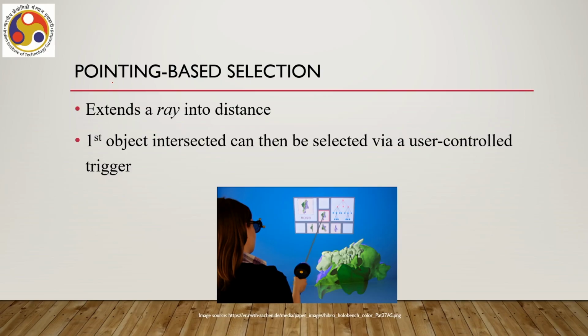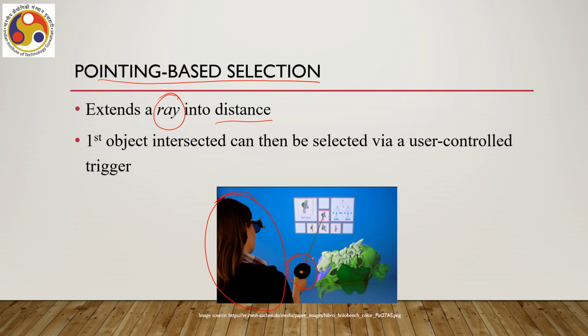Next is pointing based selection. So far we have discussed selection with the hand. Now, let us move our attention to the second category of selection techniques, that is pointing based selection. In the case of pointing based selection, what happens is that the user extends a ray into the distance in the virtual world as shown here. This is the user, through operation of a controller in the virtual world.